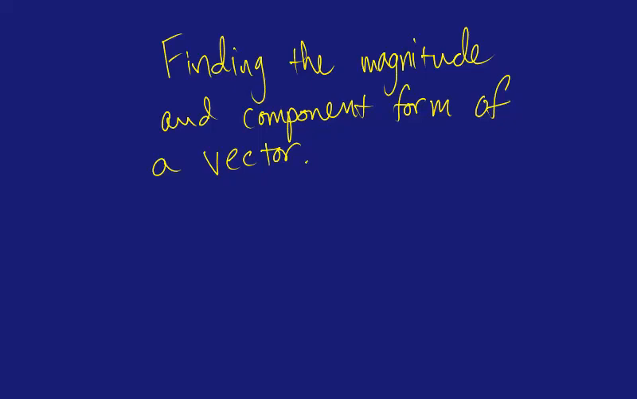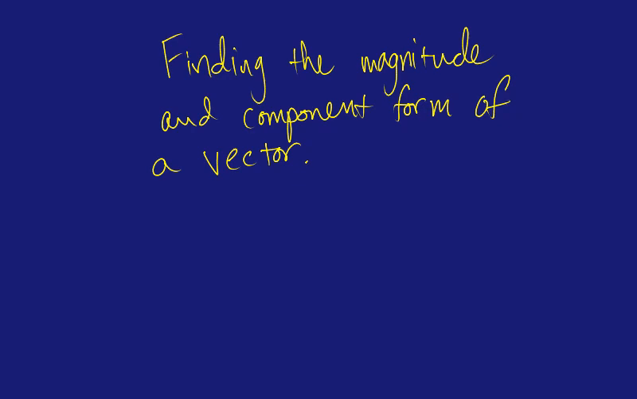Alright, so this video is going to be about finding the magnitude and component form of a vector. If you need something else dealing with vectors, you can check my other videos, but this one's just going to be about simple operations with a vector, in the sense of finding its magnitude and then also being able to write it in component form.